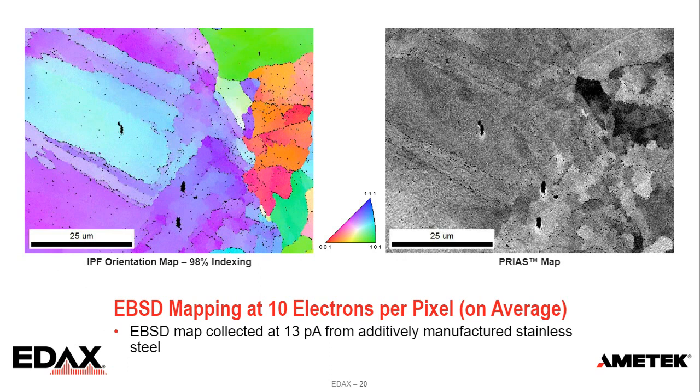This is a result showing where we're mapping at 10 electrons per pixel on average. This is at 13 picoamps on a stainless steel 3D printed material, but you can see we get very nice orientation information. The black points, the points that are not indexed with high confidence, correspond to pieces of dust and grain boundaries. The grain boundaries are often where you can have mixed patterns, and when you have fewer signals, you don't have enough information to resolve one signal versus the other.